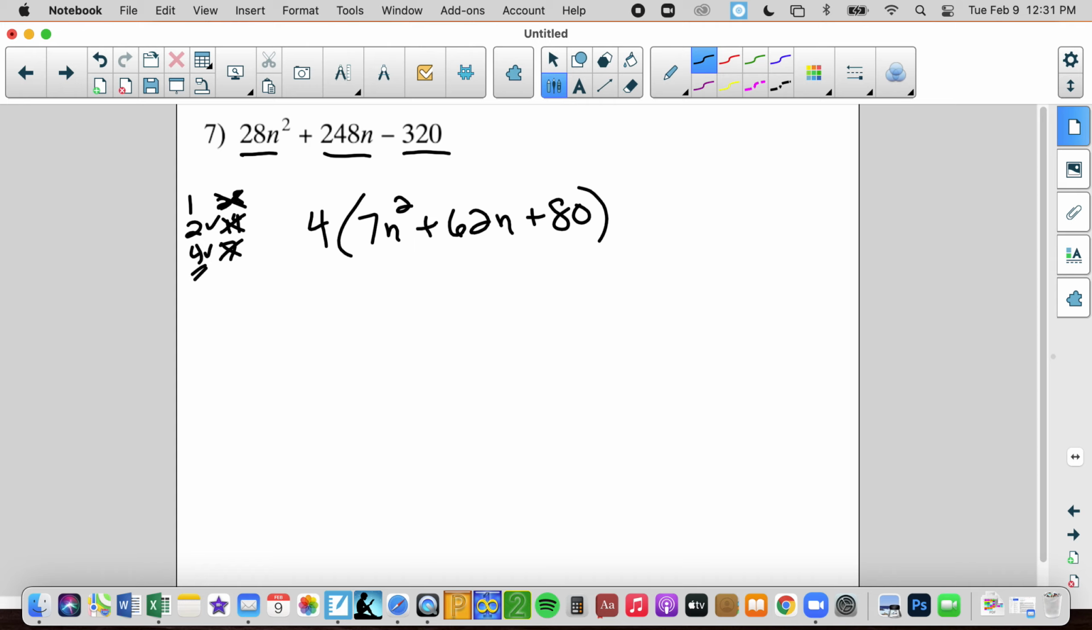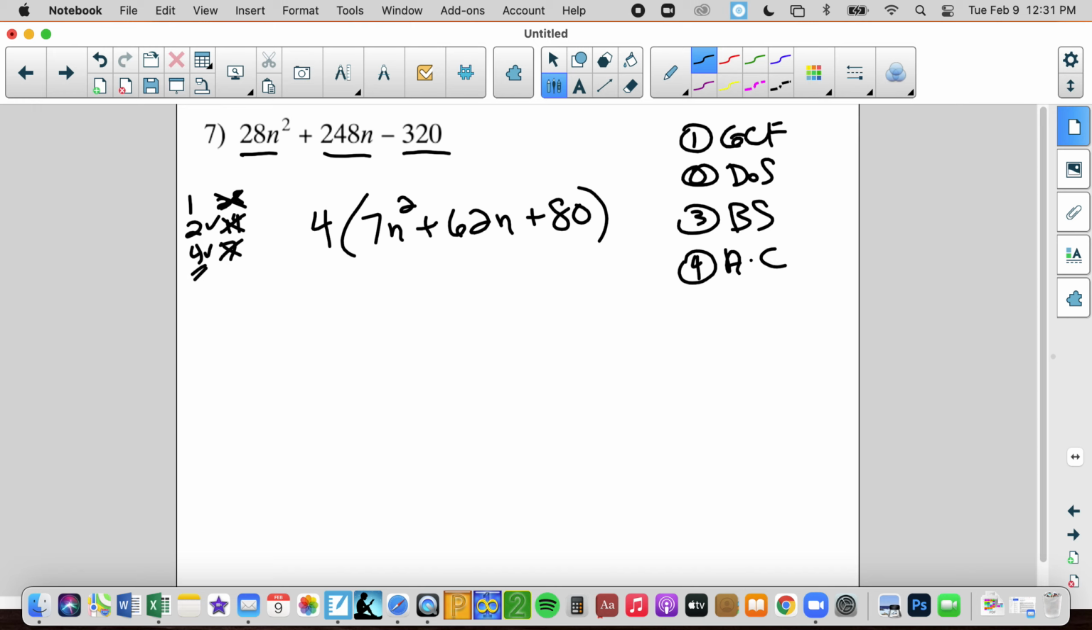All right. Now, just to make sure, I would still look at these 3 numbers and make sure that there isn't a common factor. 7's pretty easy. Does 7 go into 62 or 80? No, it doesn't. So I know that I took out the GCF. All right, so that was GCF. 2, not the difference of squares. 3, binomial square? No, 80 is not a perfect square, nor is 7.